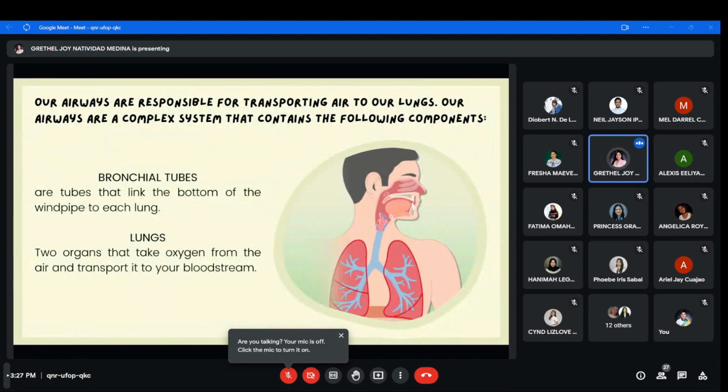Next, we have the bronchial tubes. These are tubes that link the bottom of the windpipe to each lung. And lastly, we have the lungs, which are the two organs that take oxygen from the air and transport it to our bloodstream.